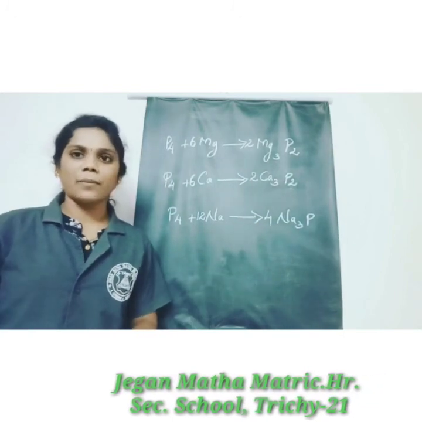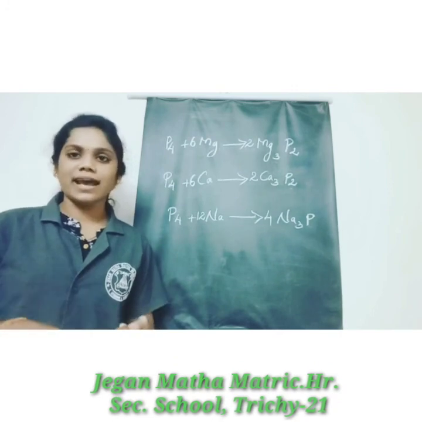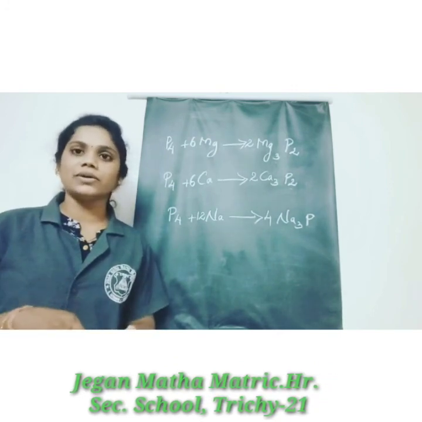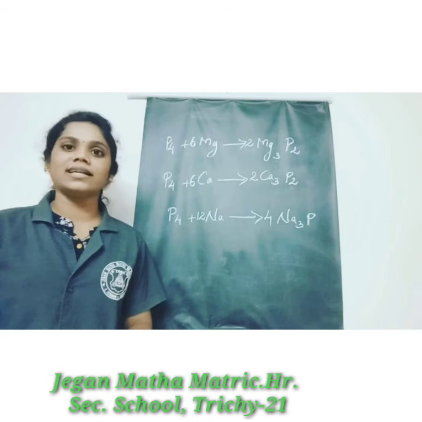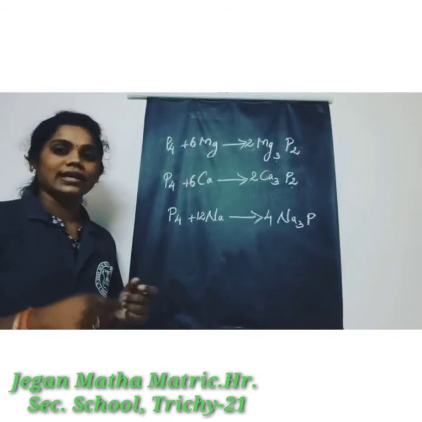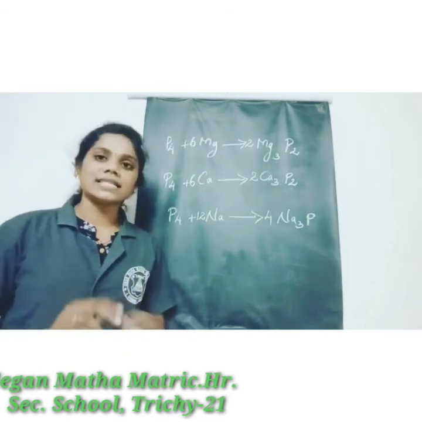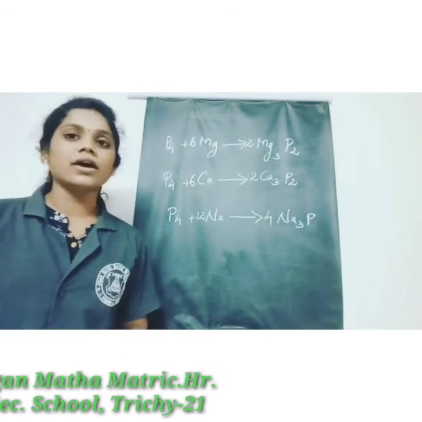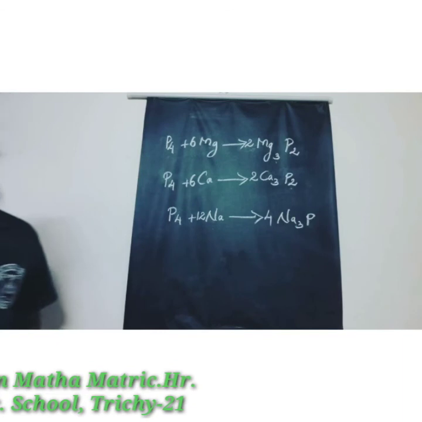So that's all for properties. So first reaction with oxygen, then reaction with chlorine, and then reaction with alkali, and reaction with nitric acid, and final property is reaction with metals. That's all for properties. And next one is uses of phosphorus.